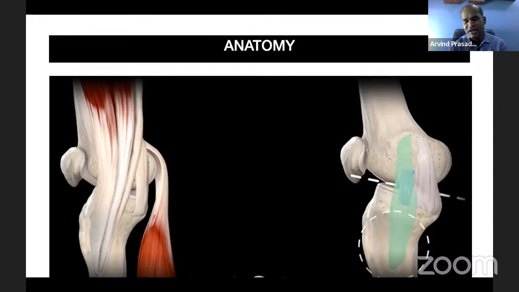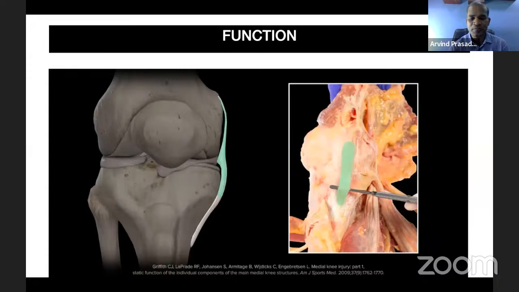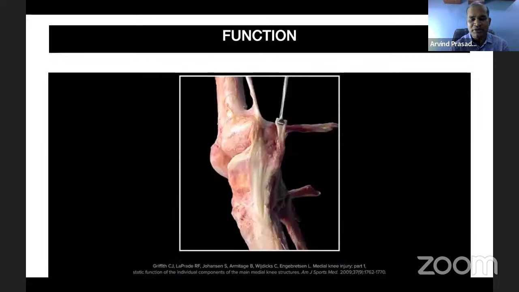Again, this attachment knowledge is very important at the time of repair or reconstruction, so that the natural isometry of the ligament is achieved. This is the proximal part of the superficial MCL. Basically, it acts in prevention of valgus opening of the knee joint. And this is the distal part of the superficial MCL. This ligament provides rotatory stability.